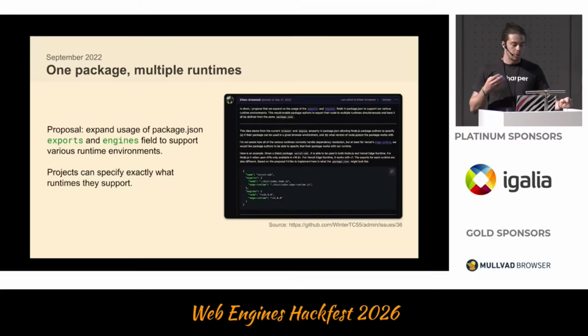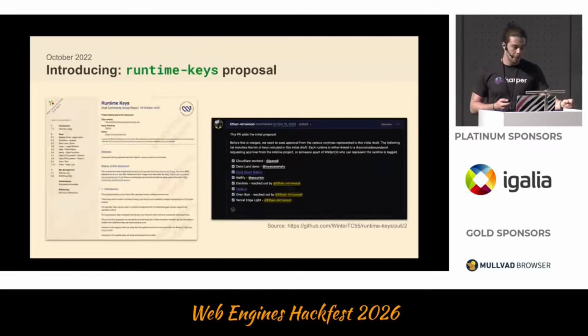And there were fields already inside of package.json for this purpose, like the exports and engines fields. And they had keywords like Node already included, where you could specify the version of Node that your package supported or the version range. And we wanted to figure out what if we could expand that to other runtimes.